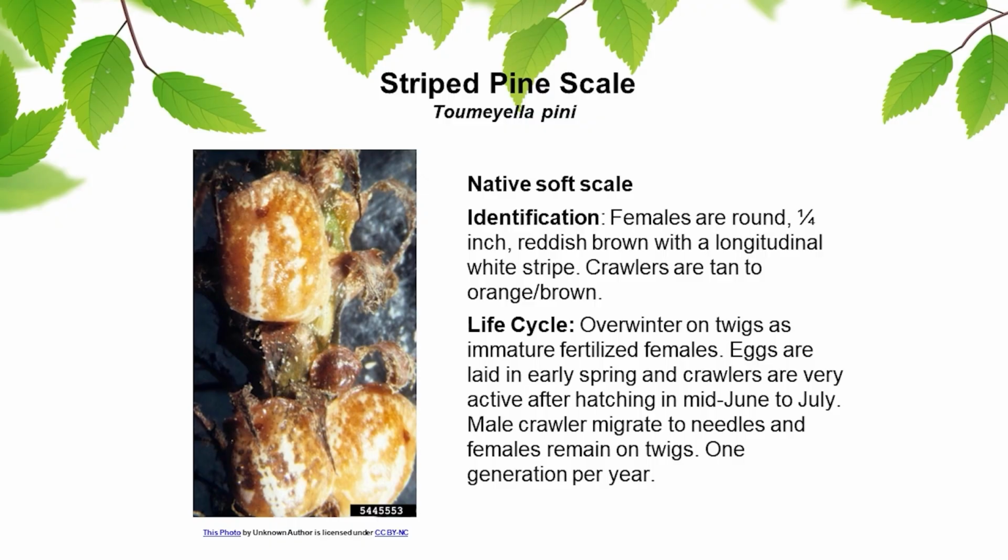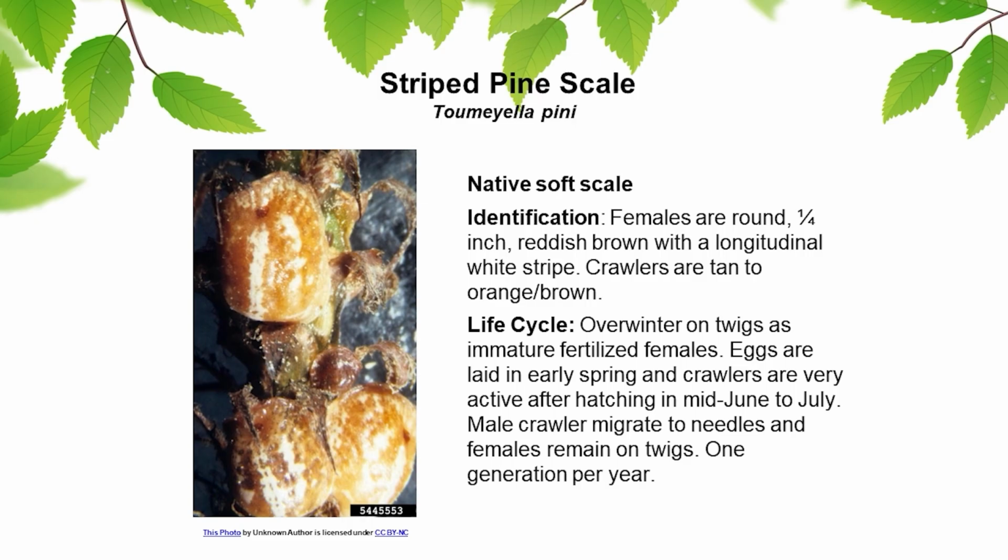Striped pine scale. Striped pine scale is a soft scale that is native to the United States. Striped pine scale adult females are round, 1/4 of an inch in diameter. They are a reddish-brown color with a longitudinal cream-white stripe. They resemble miniature helmets. Crawlers are tan to orange-brown in color.